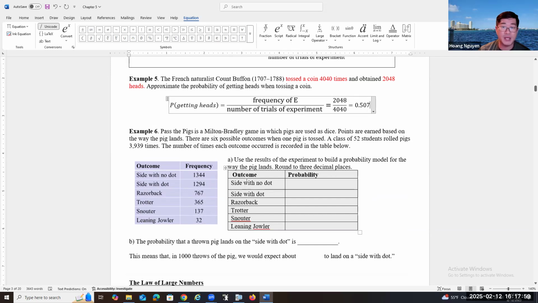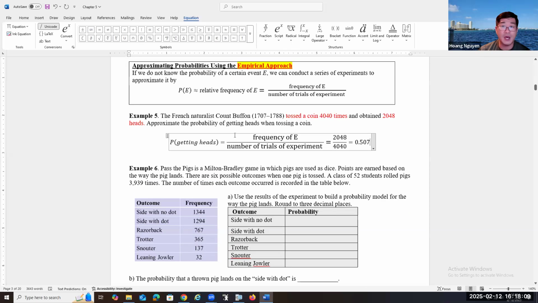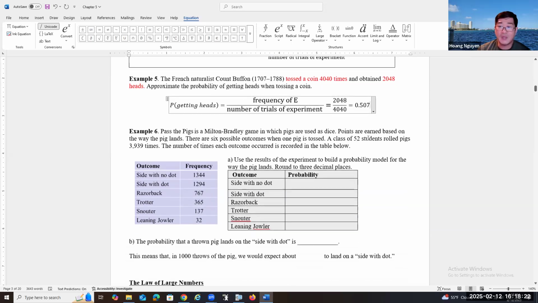In order to approximate the probabilities of those events or outcomes, we can use the relative frequency, because we actually performed those experiments and have those outcomes. This is the frequency for those outcomes. A class of 52 students ran the experiment with the pig 3,939 times, and among that many times we have the frequency for each outcome.